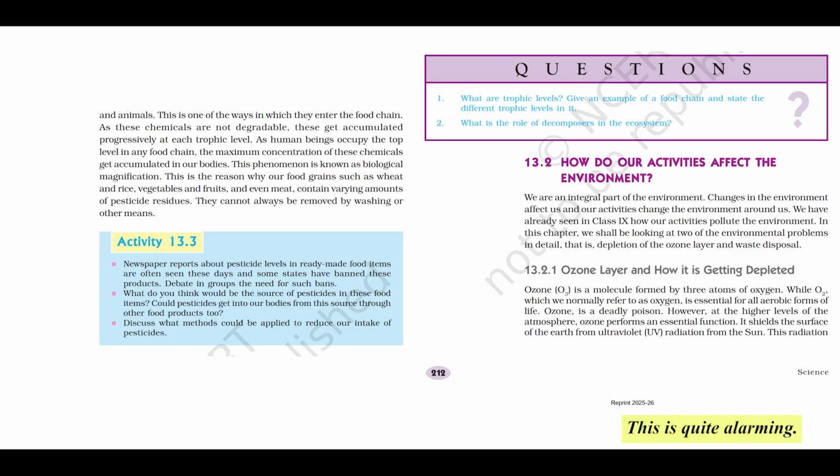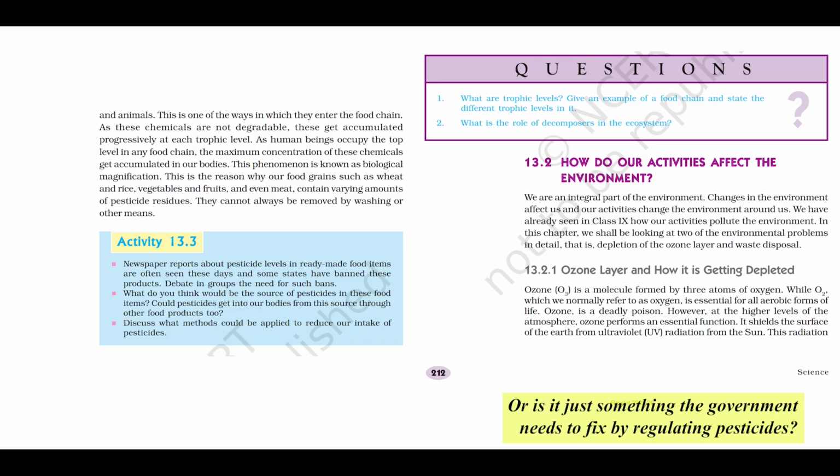This is quite alarming. So is there anything we as individuals can actually do to minimize our intake of these chemicals? Or is it just something the government needs to fix by regulating pesticides? I remember an activity mentioned about this. That's a very practical and crucial question. It links directly to our choices and responsibilities. And yes, while government policy and regulation are absolutely essential, banning the worst chemicals, promoting safer farming, individuals aren't powerless. Think about solutions for exams.